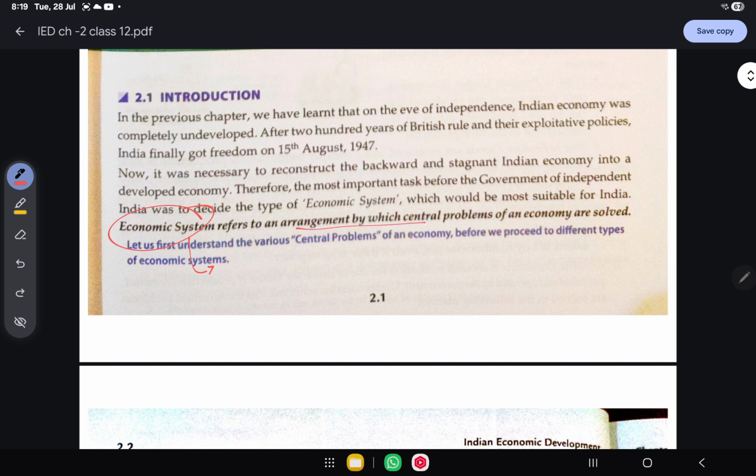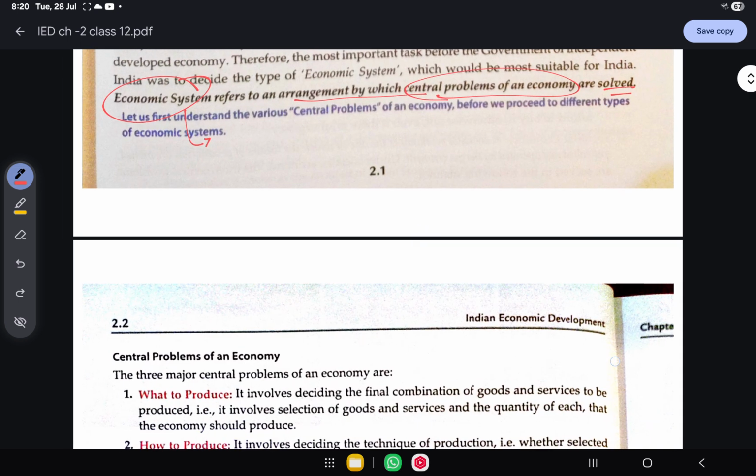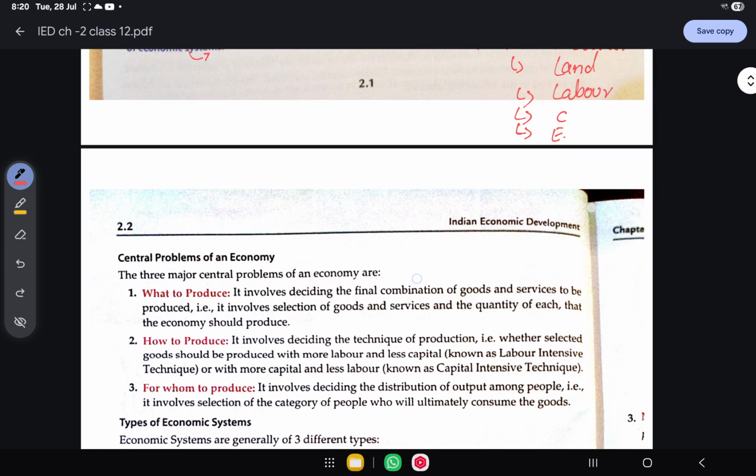It is an arrangement by which the central problems of an economy are solved. That means, see, every economy has limited resources, in terms of land, labor, capital, and entrepreneurship. But the thing is, human wants are unlimited, because the resources are scarce, and every society must decide how to use them effectively. Okay, that is the economic system.